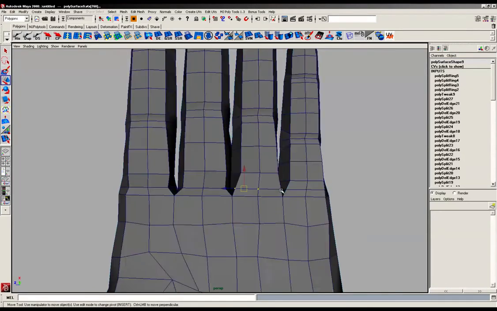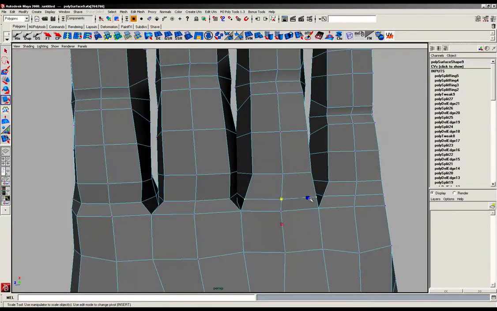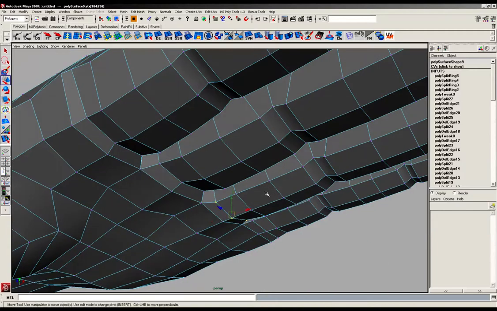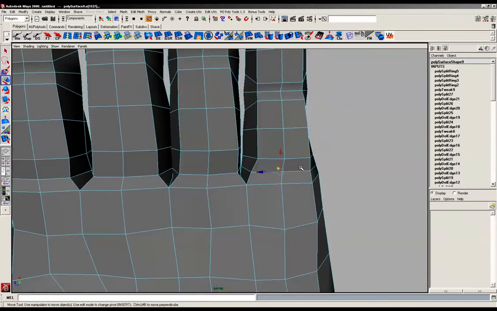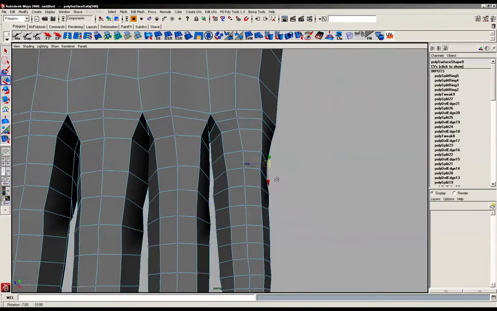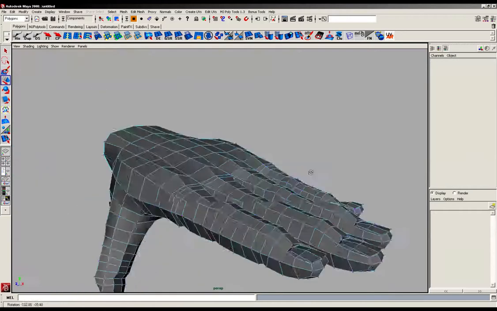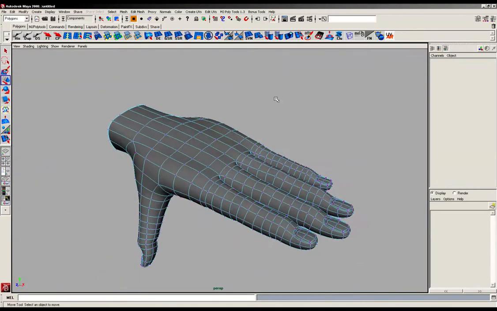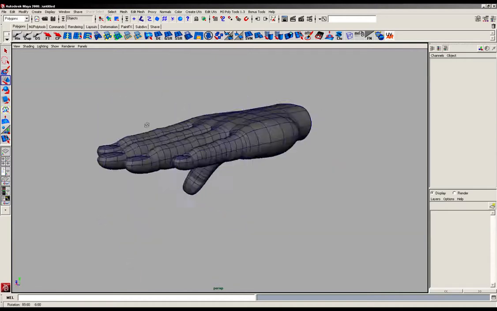Whoops, a bit of a stray edge, vertex there. So again, just going to push these in and push those up. Again, just going to tweak the form just ever so slightly. And that is our hand model.